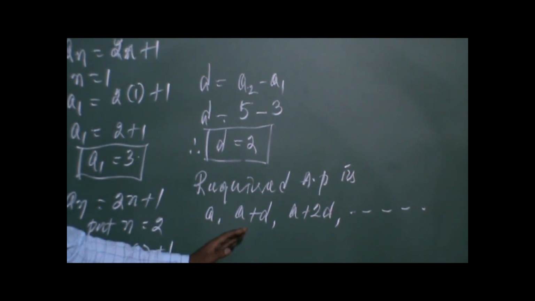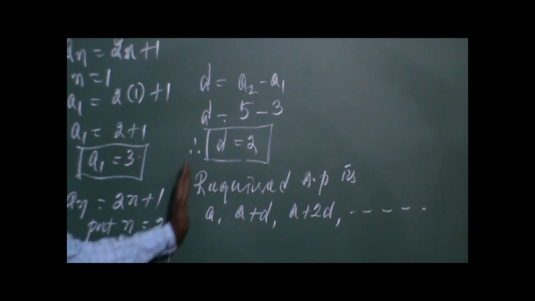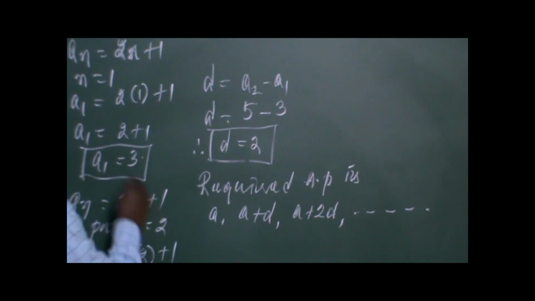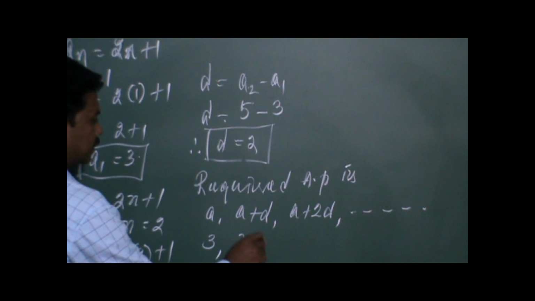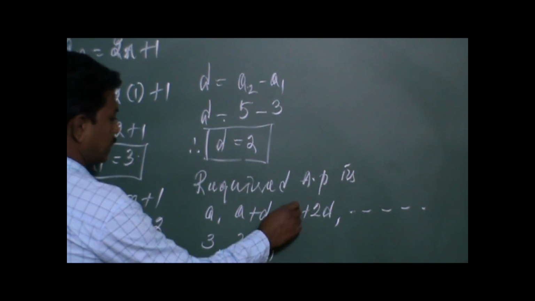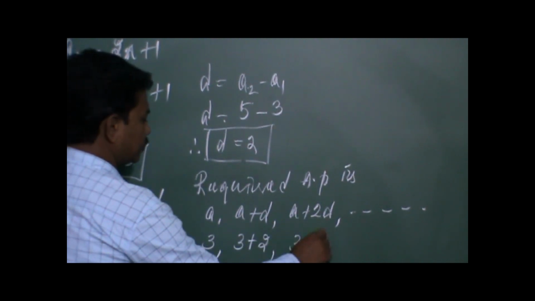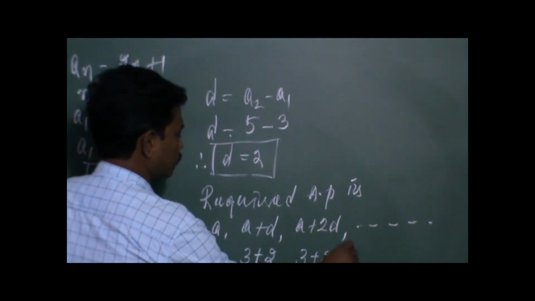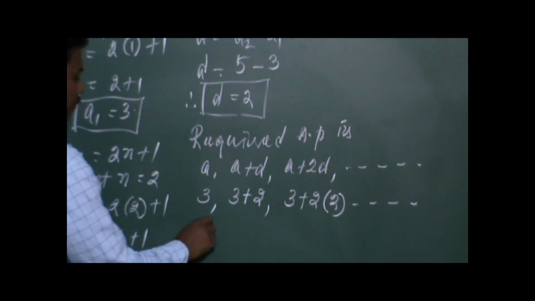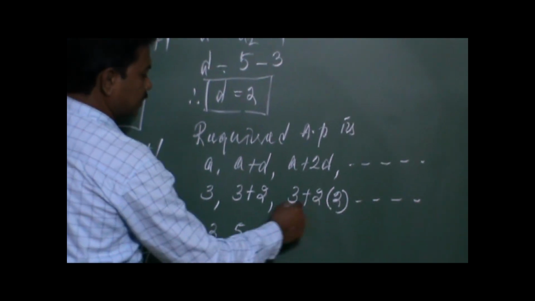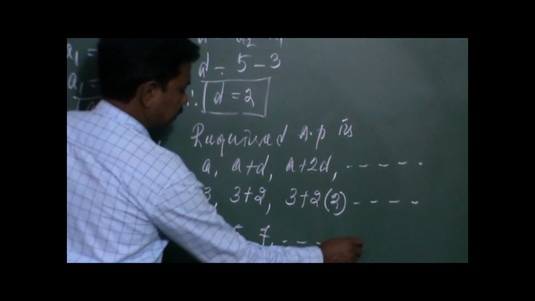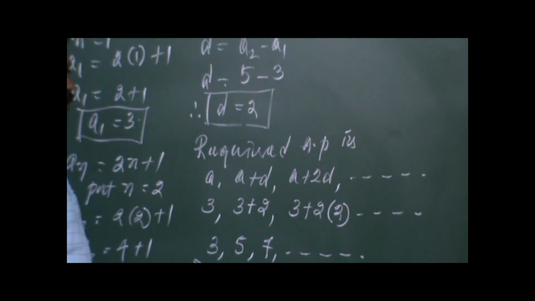So let us substitute the values respectively in place of a and d. The value of a is 3, comma, the value of a is 3 plus d is 2. Again a is 3 plus 2 into d is 2. It continues. So 3, comma, 3 plus 2 is 5, 2 twos are 4 plus 3 is 7, dot dot dot. So this is the required AP.